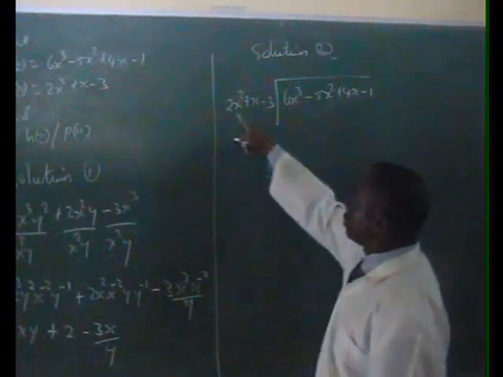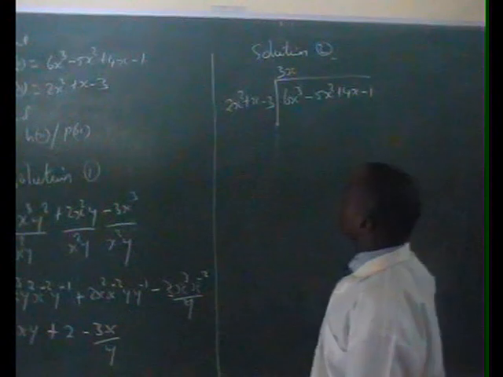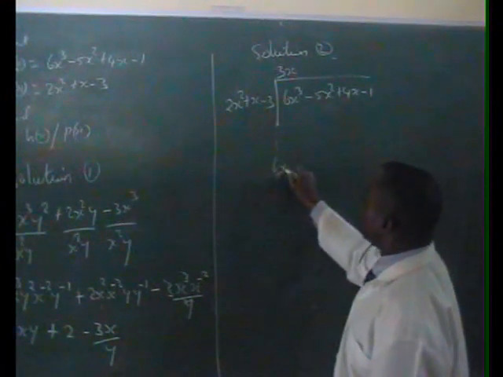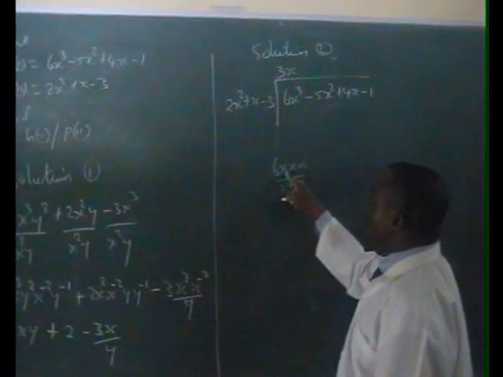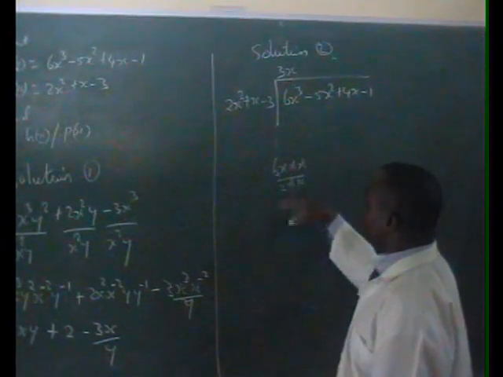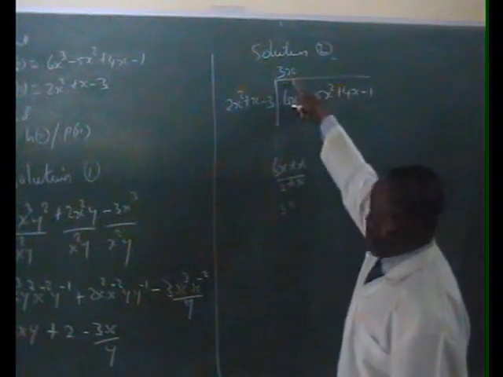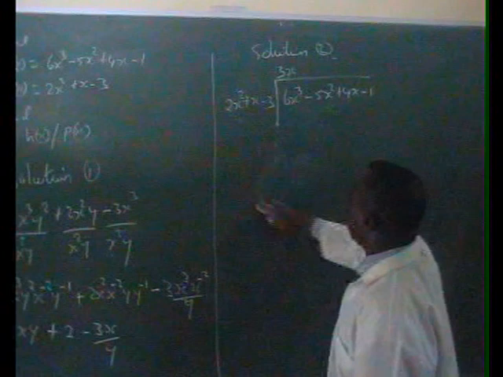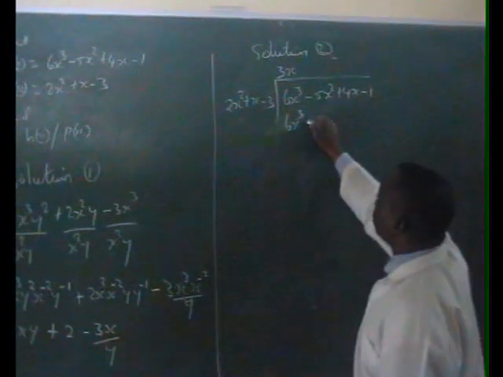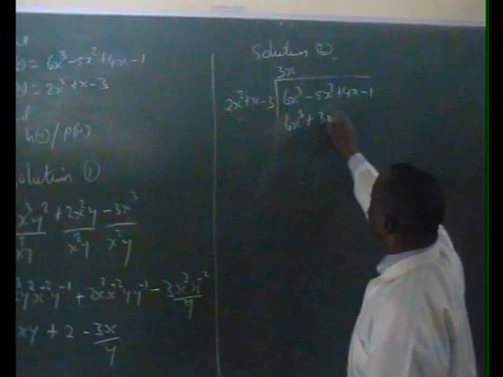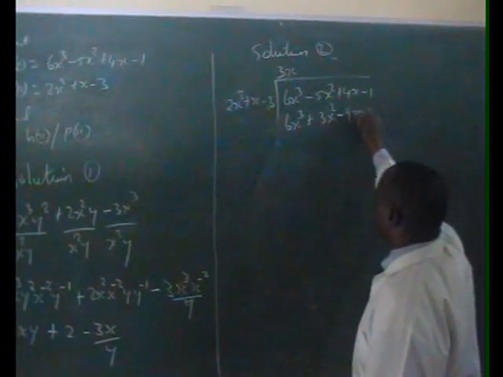Now, 6x cubed divided by 2x squared will give me 3x. 6x cubed means 6 times x, x, and x, divided by 2 times x, x. So this cancels this, this cancels this, and then 6 divided by 2 we have 3, then this x, so we have 3x. Now, 3x times 2x squared will give me 6x cubed. 3x times x will give me plus 3x squared. 3x times minus 3 will give me minus 9x.